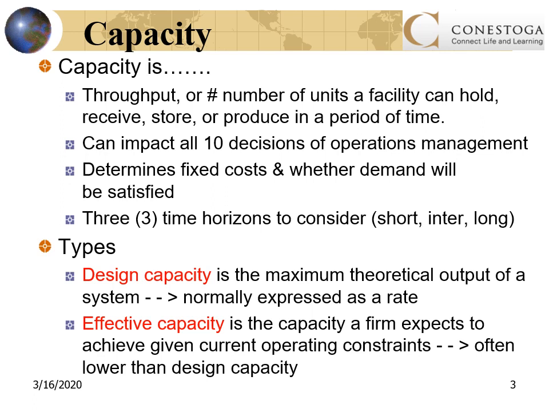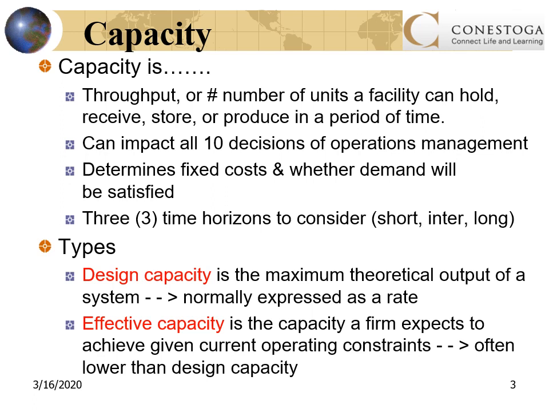So let's start with capacity. Capacity typically refers to the number of units a facility can hold, receive, store, or produce in a certain period of time. Let's think of a manufacturing unit which produces certain items. So capacity in that particular case refers to the number of items which could be produced in a certain period of time.